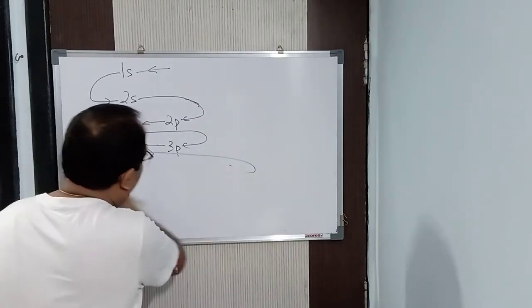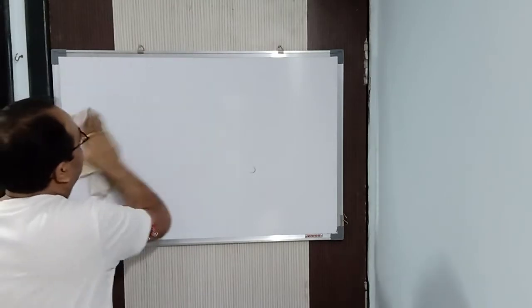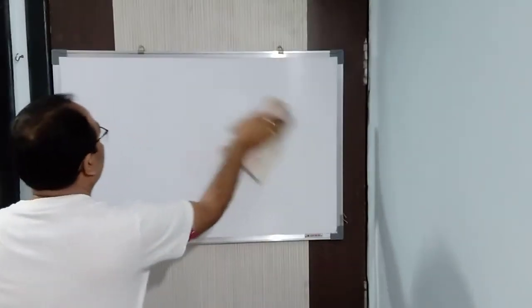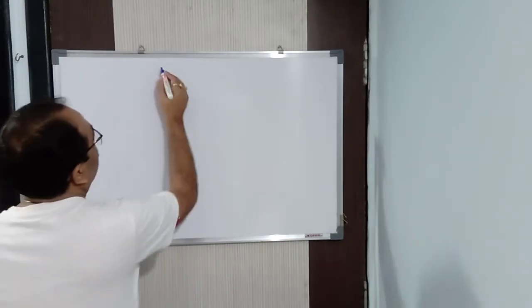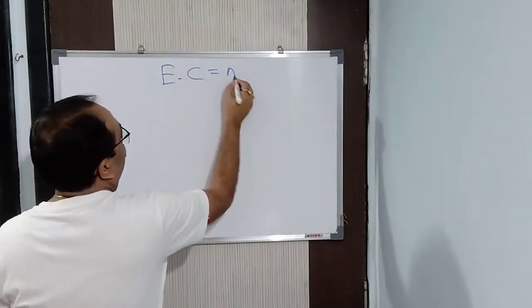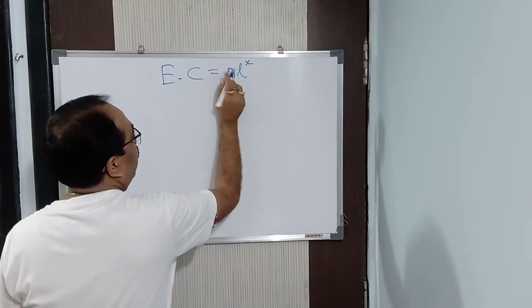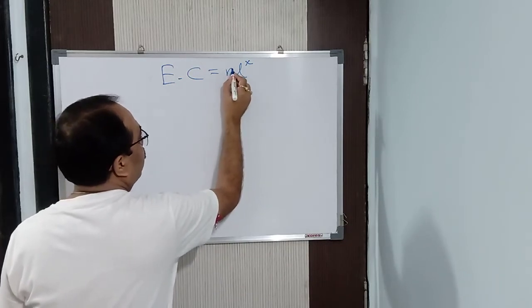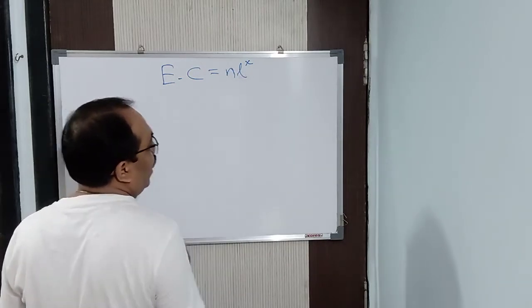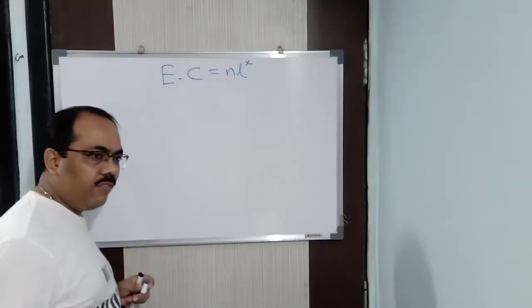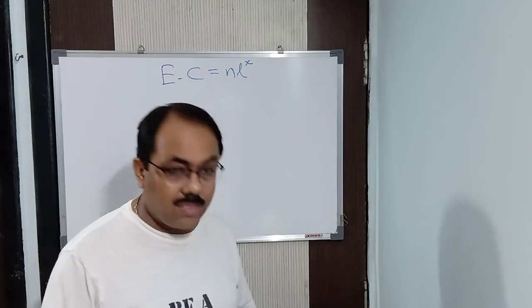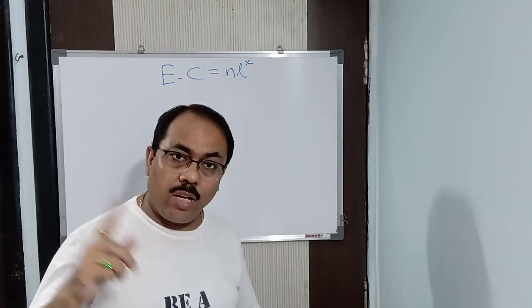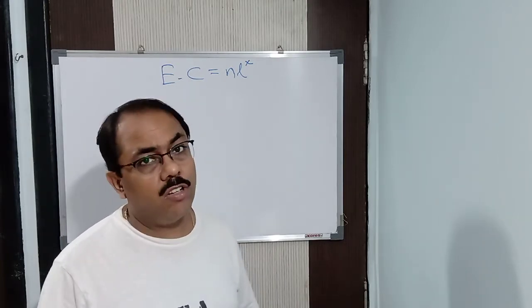Now we will come to electronic configuration, how to fill up the electronic configuration. The general formula for electronic configuration is n l x. n is the principal quantum number, we have seen it. l is the azimuthal quantum number, s p d f. And x is the number of electrons in that particular subshell. You have to remember that you cannot exceed the maximum number of electrons in a particular subshell.